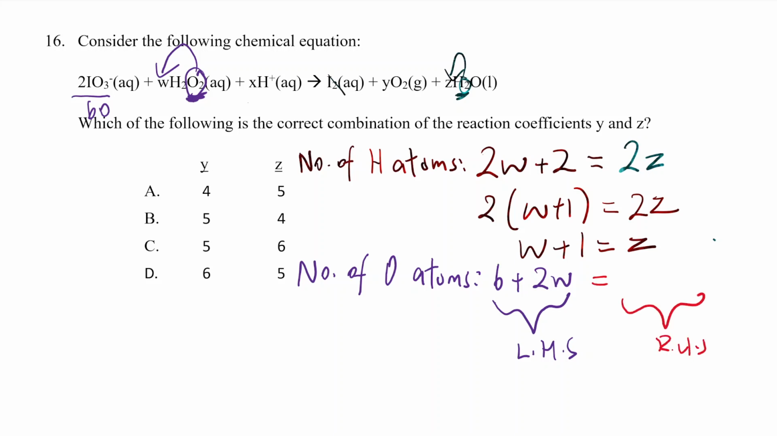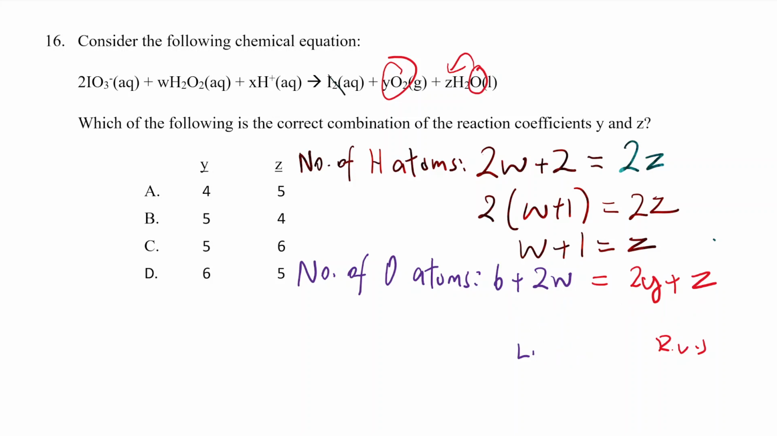Right-hand side, how many do you have? Here, let me rub everything out. There is 2 times Y plus this one, O times Z. So O is just 1. So 1 times Z is just Z. Okay? Now these are the two equations that you have.